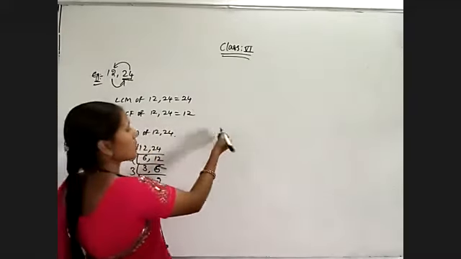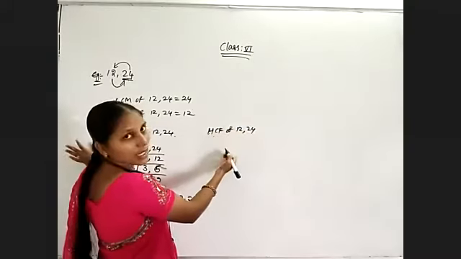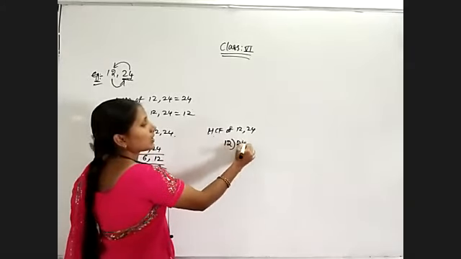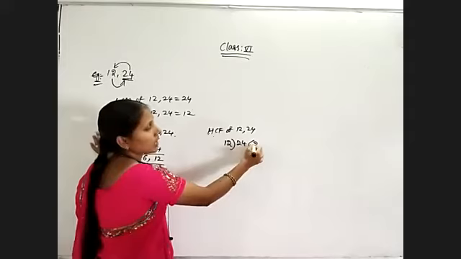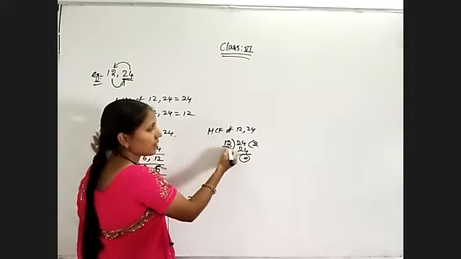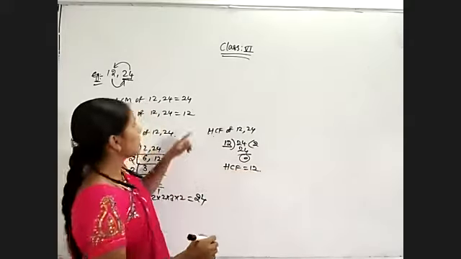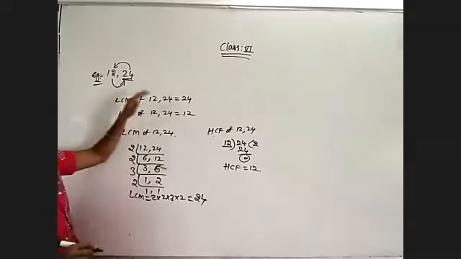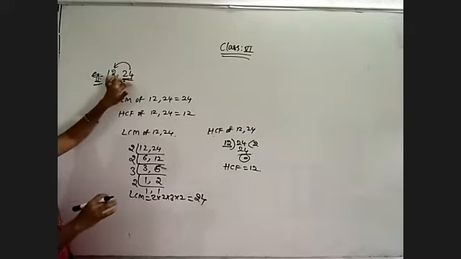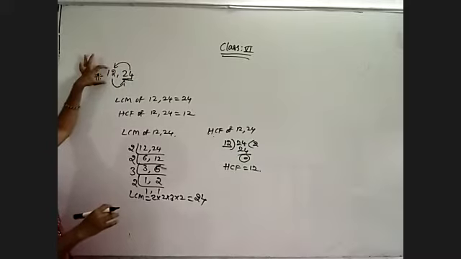Now find the HCF using the division method only. HCF of 12 comma 24 using the division method. Divide the greater number by the smaller number: 12 twos are 24, remainder is 0. So we got the remainder 0, which means the HCF of the given numbers is 12. Just observe. Remember that whenever, of two numbers, one is a multiple of the other, then the greater number is the LCM and the smaller number is the HCF.